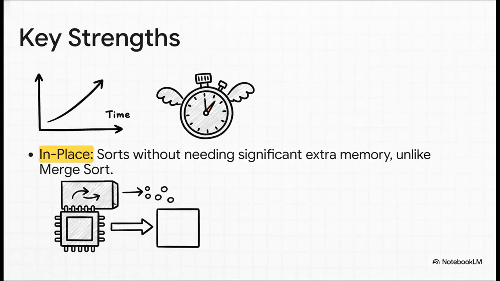And that other point, being in place, is a massive deal. It means Quicksort does all its work right there within the original array, just shuffling things around. It doesn't need to create a whole separate copy of your data. This is a huge advantage over an algorithm like MergeSort, which needs a ton of extra memory, especially when you're working with gigantic data sets.